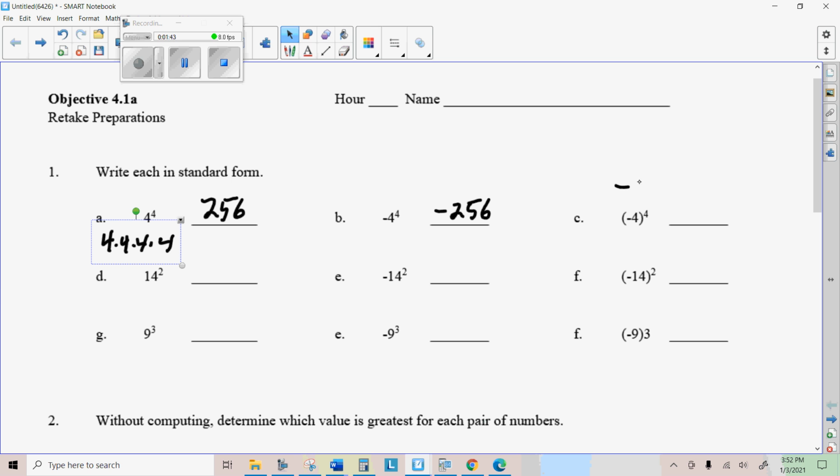Now, when you have it in parentheses like this, it really means -4 multiplied by itself 4 times. So power actually matters. If it would have been -4 to the 2nd power, that would be a positive because a negative times a negative is a positive. If it was a 3rd power, it'd be a negative because if you have an odd number of negative factors, you get a negative answer. And so this has an even power, so it's going to be a positive 256.